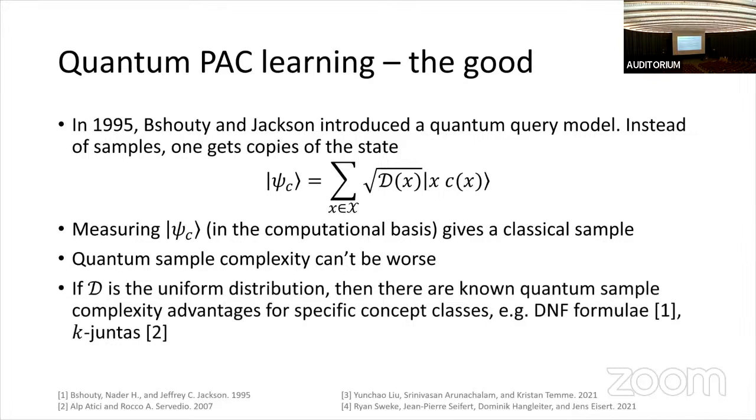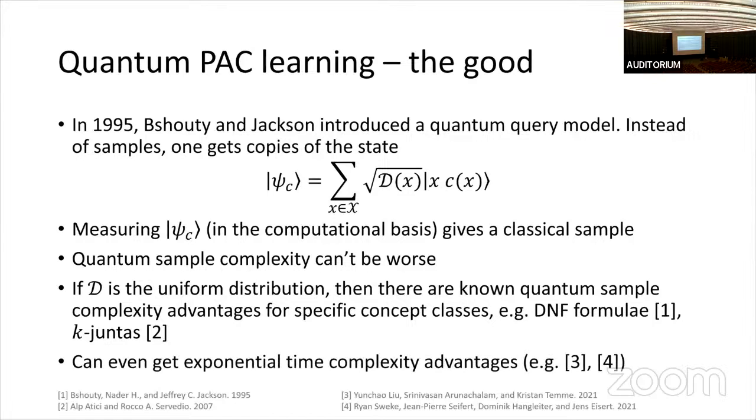In fact, if you restrict D to being the uniform distribution, then we know that there are lots of cases where you can get quantum speedups, and those are provable in sample complexity. I've written down some examples: DNF formulae, k-juntas, and you can recast Bernstein-Vazirani in this context as well. You can even get exponential time complexity advantages, but these tend to be a little bit pathological and rely on things like factorization being easy for quantum computers but hard for classical computers. And that's in time rather than sample complexity.